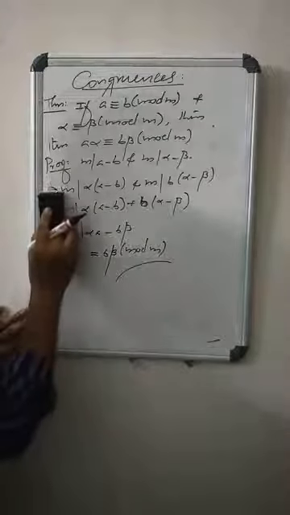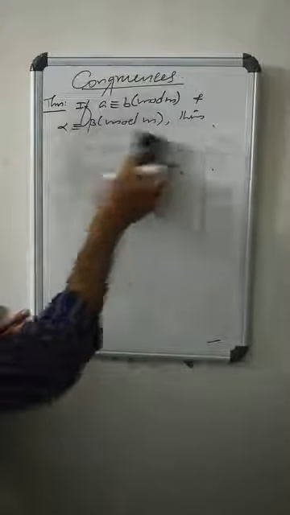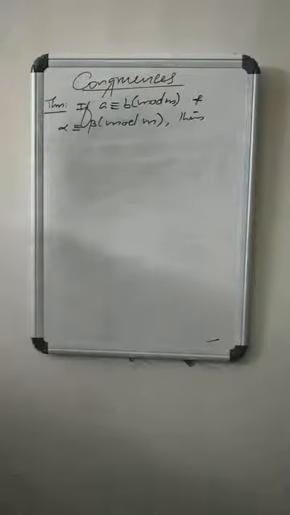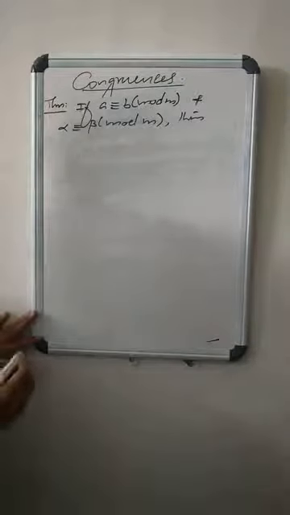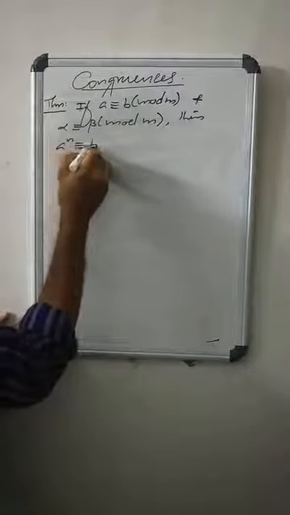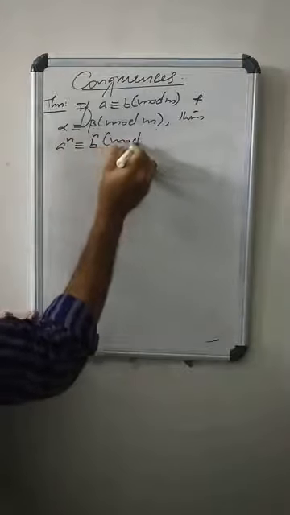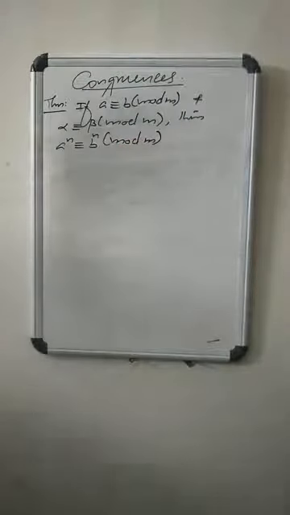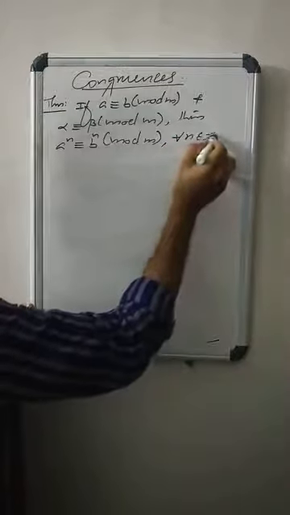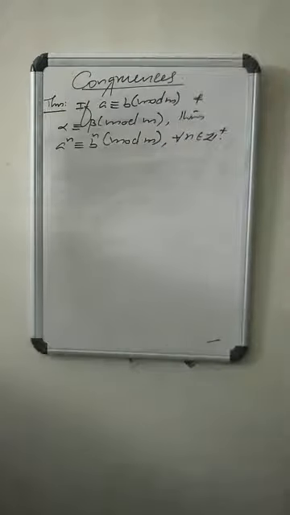Again, if a is congruent to b mod m, then a power n is congruent to b power n mod m for all positive integers n. This can be proved by using induction.